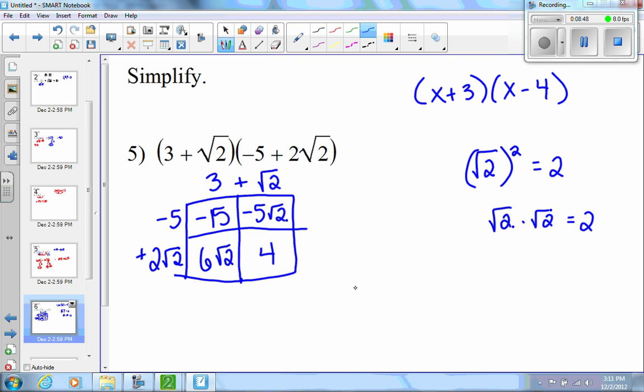Now I'm going to combine like terms. Notice I have a negative 15 and a positive 4. So negative 15 plus 4 is negative 11. 6 root 2 minus 5 root 2 is positive 1 root 2. So this is my answer. All right? So multiplying binomials, put it in a box just like we did with polynomials.